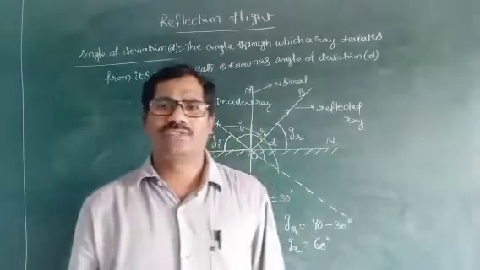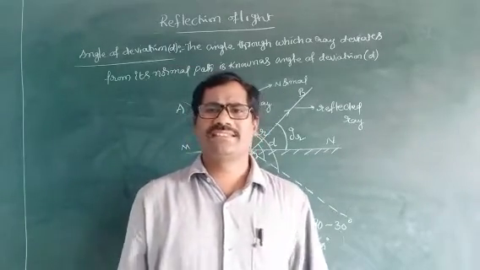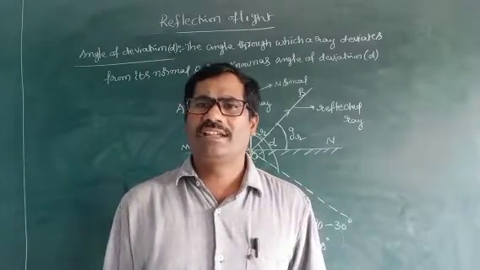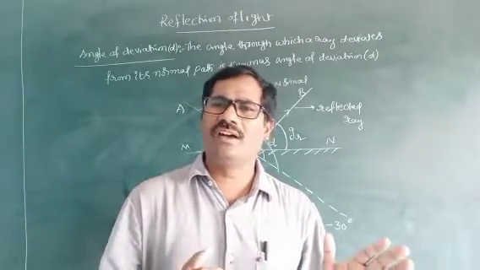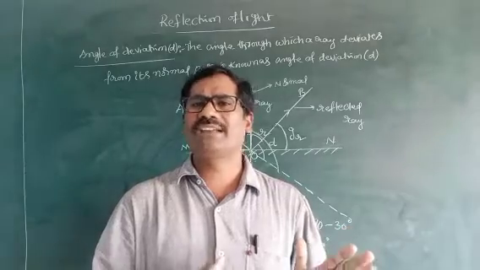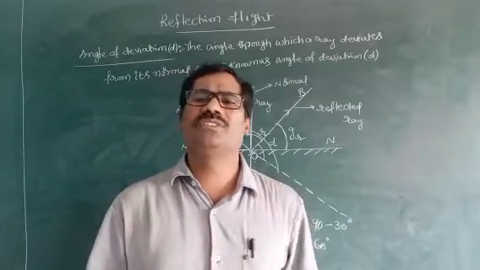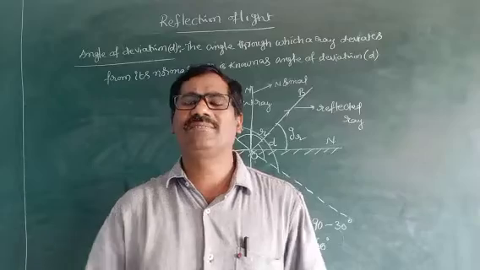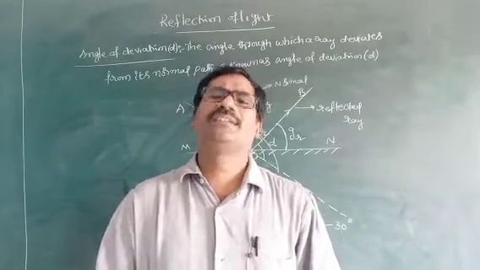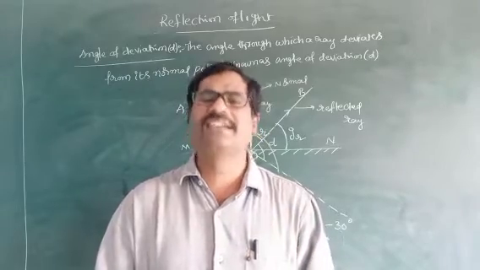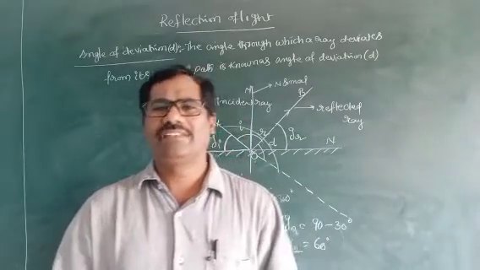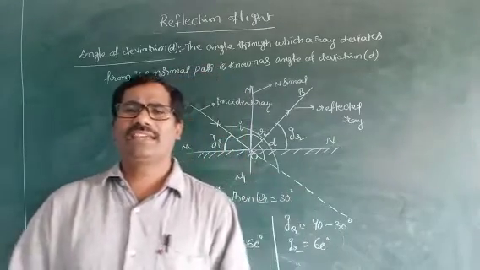Okay students, today we discuss first, what is the reflection of light. When a light ray is incident on a surface, some light is thrown back into the same medium. That is known as reflection of light. The property of light going back into the same medium is known as reflection. Okay.